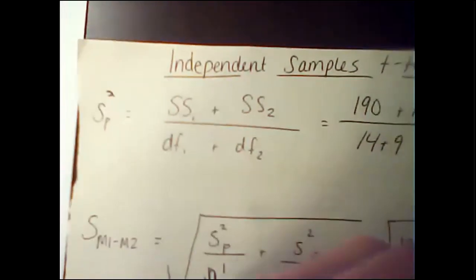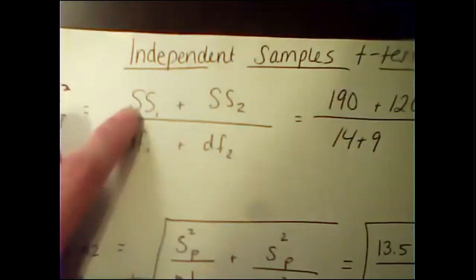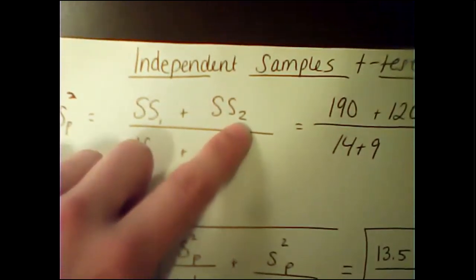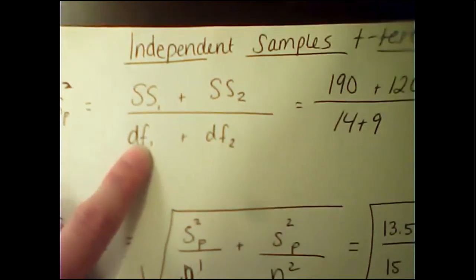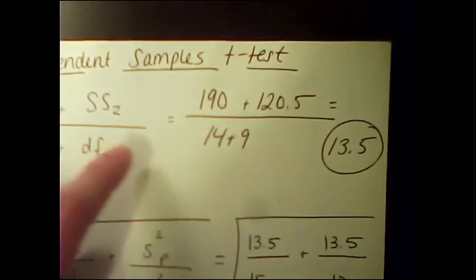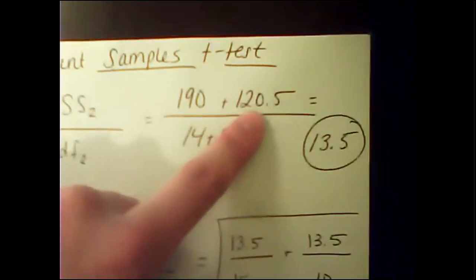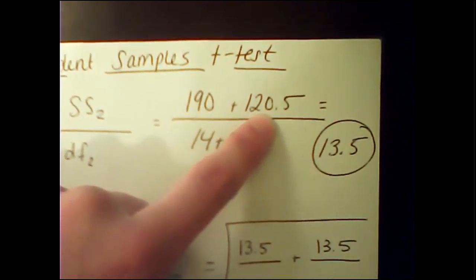This is our formula for calculating the pooled variance. We simply plug in the sum of squares for group 1 plus the sum of squares for group 2, and then we divide by the degrees of freedom for group 1 and the degrees of freedom for group 2, straight off the formula sheet. Here is my calculation. 190 is the sum of squares for group 1 plus 120.5. That's the sum of squares value that was given for group 2 in the question.